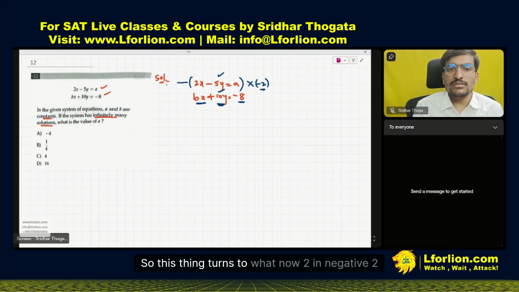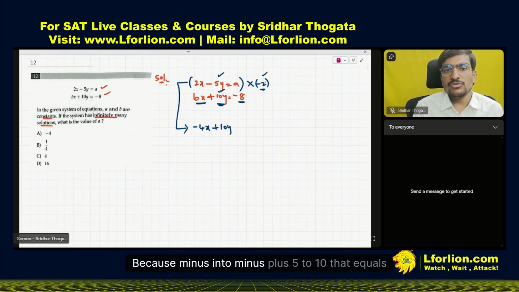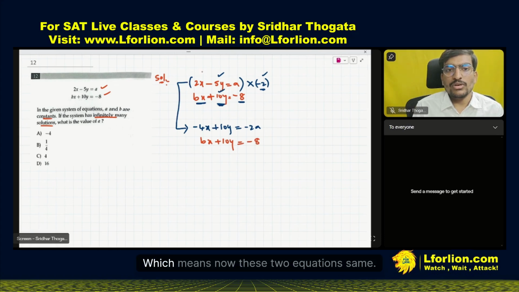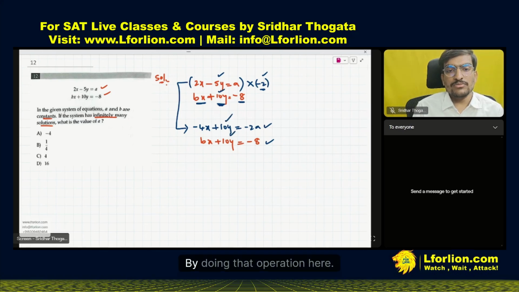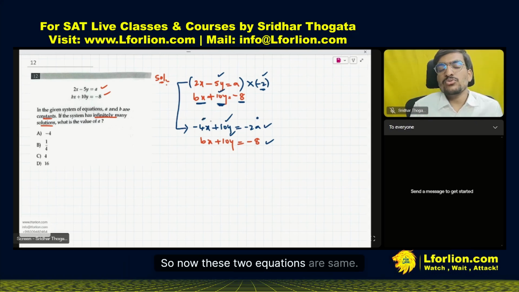So this thing turns to what now? Negative 2 into 2, it is negative 4x, minus, this is going to change to positive 10y, because minus into minus is plus, 5 times 2 is 10, that equals negative 2a. And the second equation I'll just keep as it is, bx plus 10y equals negative 8, which means now these two equations are exactly the same. How can we confirm that? By doing that operation here, the y terms are the same, and the other terms also changed along with them. So now these two equations are the same.